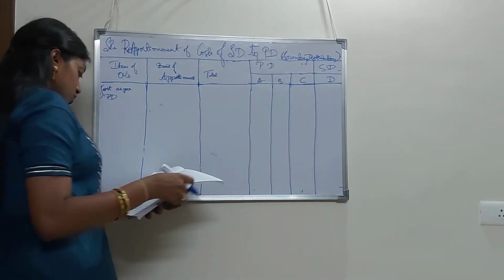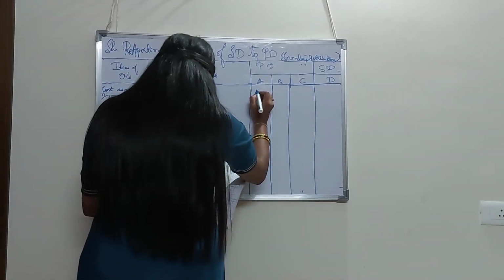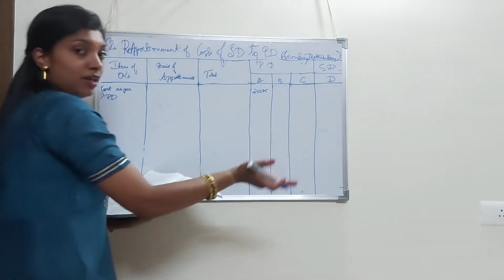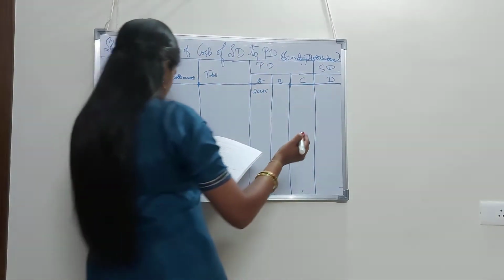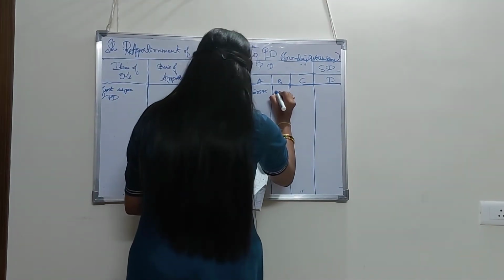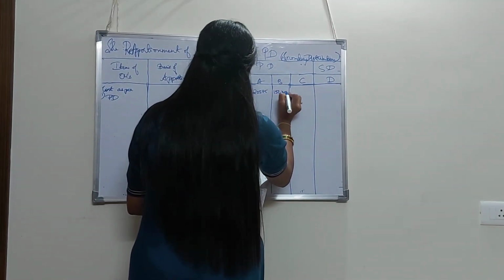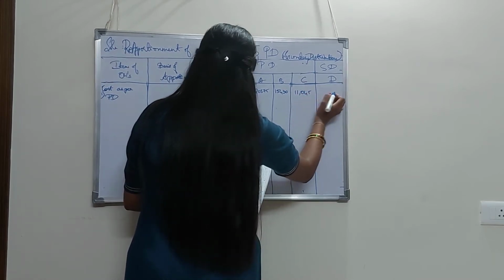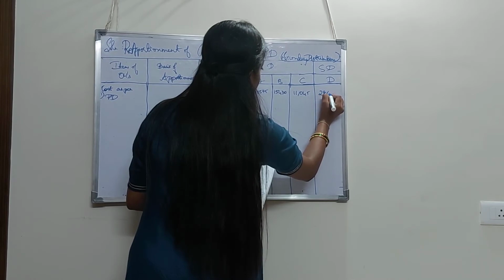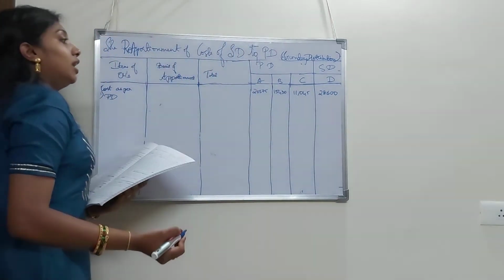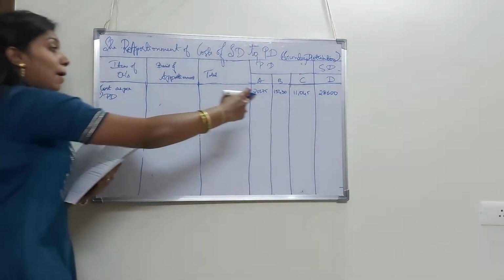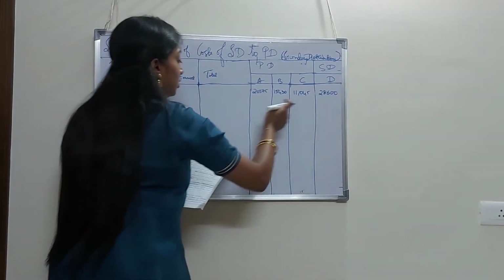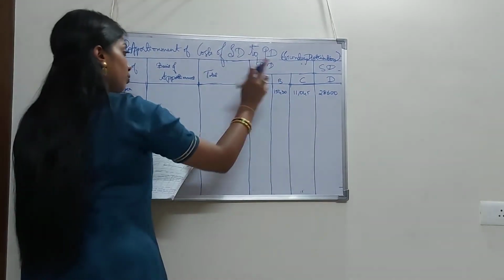So, in the previous problem, how much is the cost as per primary distribution? The cost for A is 20,575. We have found out the result of the first table. For B, it is 15,430. For C, it is 11,045. For D, it is 28,600. Now, we are going to reapportion the service department expenses to production department.